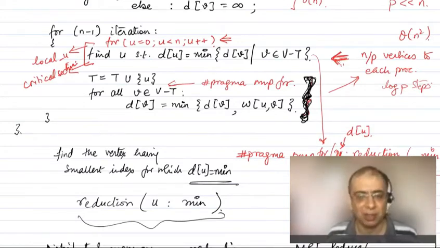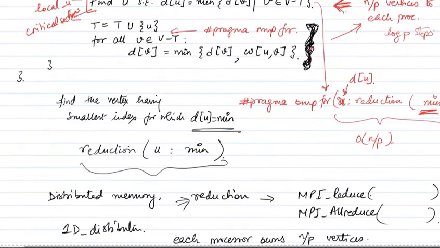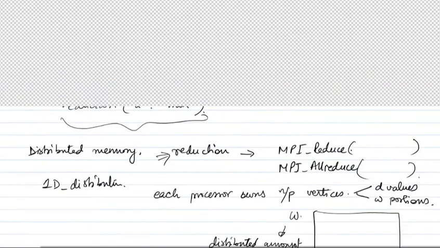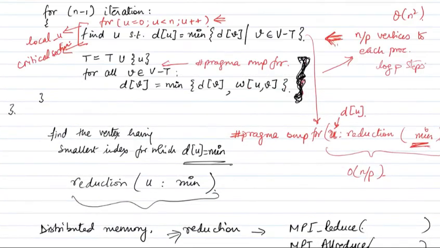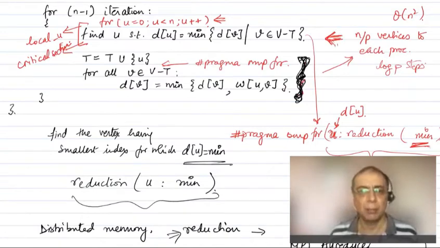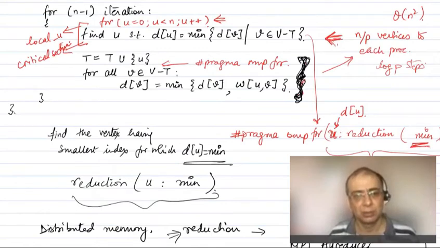If I'm the owner of V, I will have my D of V value also. So how is the D matrix distributed? That's also distributed amongst the processors. This means their D values and their W portions are maintained by each processor for their own vertices. So each processor has the D value for the vertex that it owns. What else does it need? It needs to compute the min over this value that it already has and W(U,V) and update D(V) with that. Now, where is W(U,V)? Owner of U.